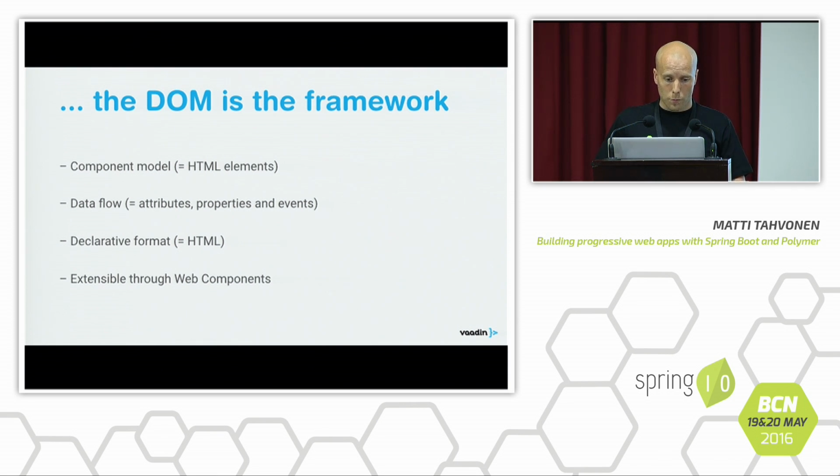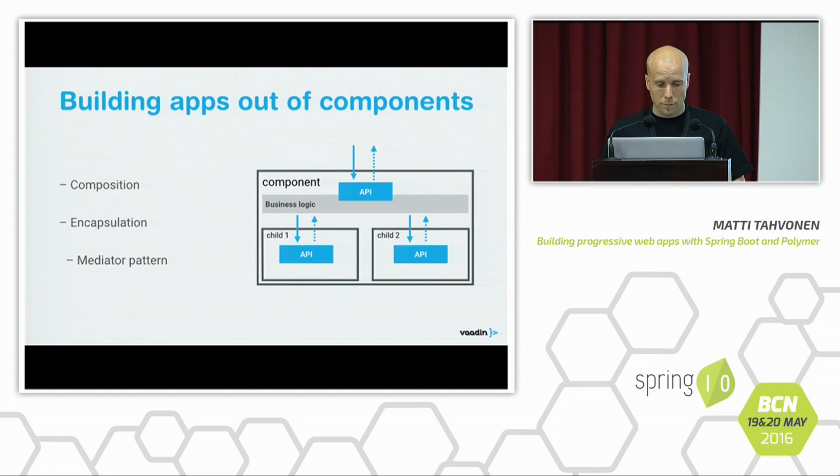So with DOM, we have these elements. We have the built-in elements like paragraphs and header tags and input fields, and then we have these custom elements that we will be building. Then we have a data flow. We can use attributes. For example, in an input field, you have the value. And then we have the declarative format that we can use to describe the UI, and we can extend all this. And we will be building these compositions, and then we will use some mediator pattern to actually share the information between web components.